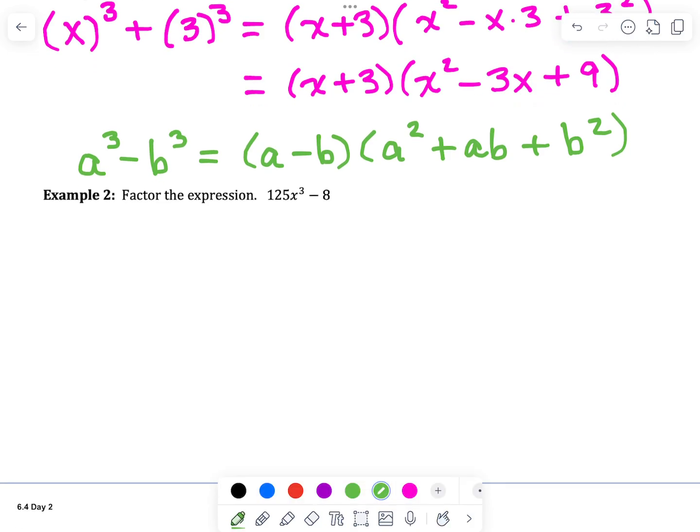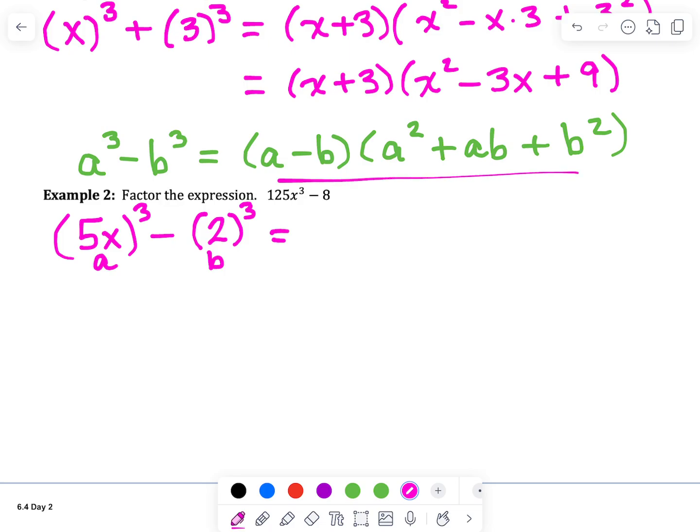So we're going to write the perfect cubes. So 125 is the same thing as 5 times 5 times 5, and then x cubed. So that will be our a, and then minus 8 is the same thing as 2 times 2 times 2, or 2 cubed, and this will be our b. So we're going to substitute it into the right side of the equation, up here in the green.